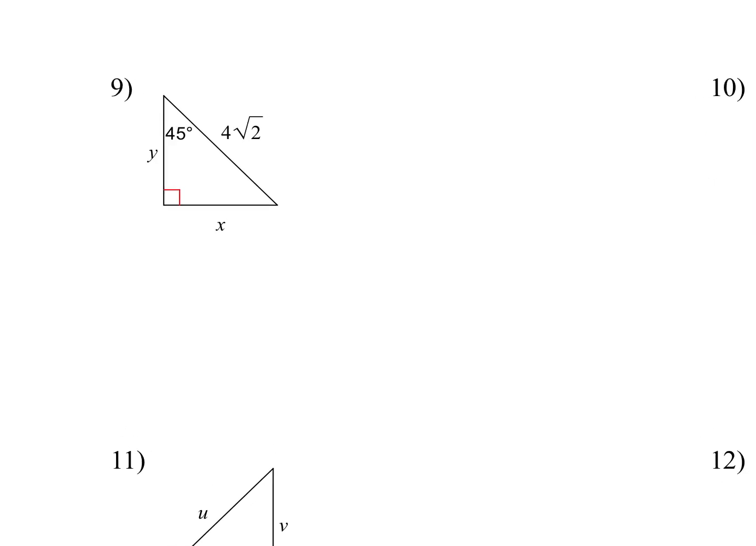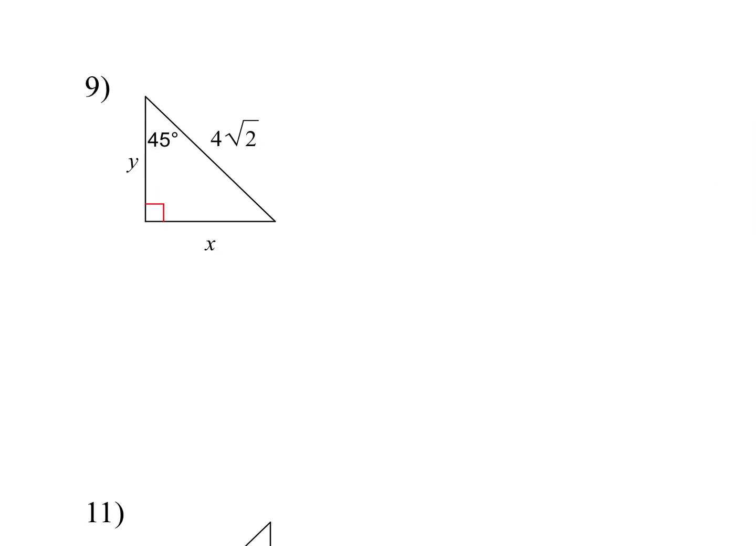We skipped 11. Let's look at number 9. Okay, still do the same thing. Circle your legs. Which ones are our legs? Y and X. Then ask yourself, what does it give us? It gives us the hypotenuse.